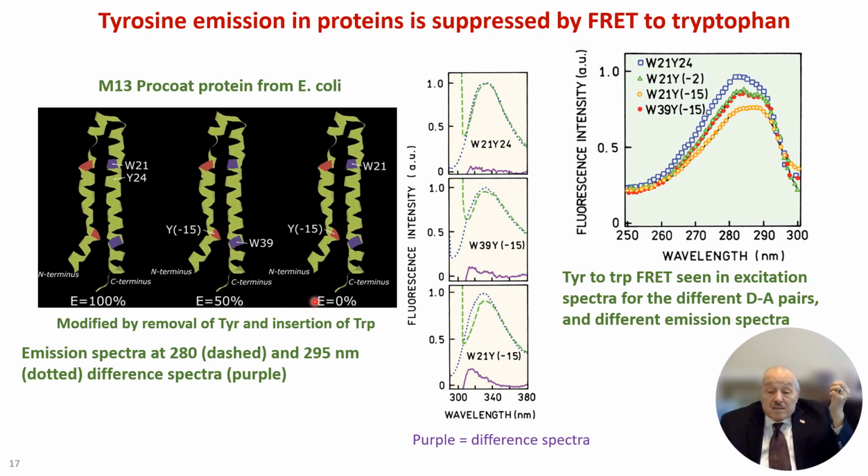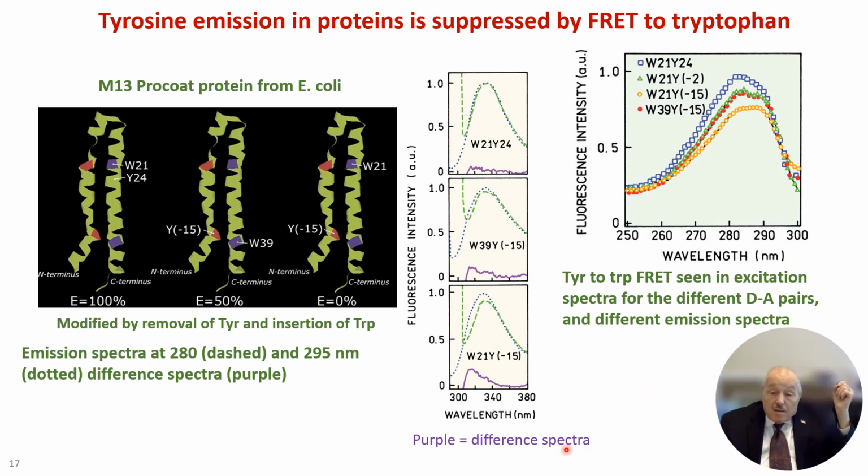And then they collected the emission spectra, typically both at a wavelength where you could see tyrosine absorption and a wavelength where you only saw tryptophan absorption. So to understand the slides, let's look at these one by one. Tyrosine 21, tryptophan 21 and tyrosine 24, they're over here in this protein construct. You can see they're close to one another, and in this construct, you see no tyrosine emission.